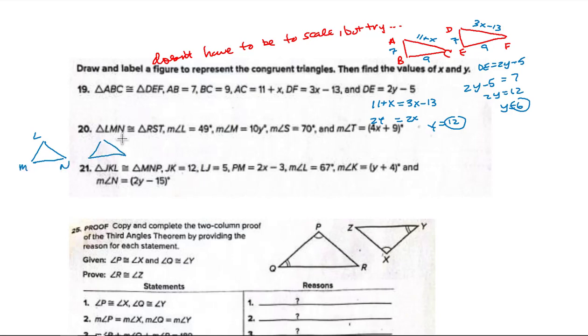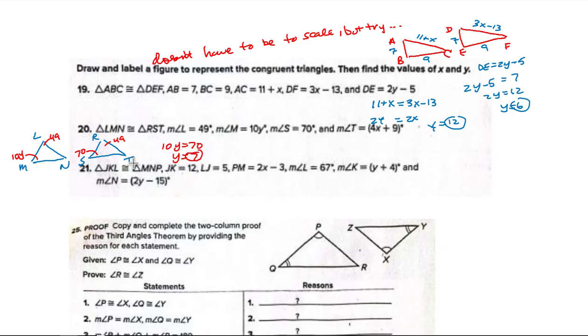For number 20, we're going to draw two triangles, LMN and RST. I try to put the vertices in matching locations between the two triangles, try to make them look like they're in the same shape. Then I'm going to put the information in that they're giving us in the word problem. We end up with 10y matches 70, so y is going to be 7 for that one.